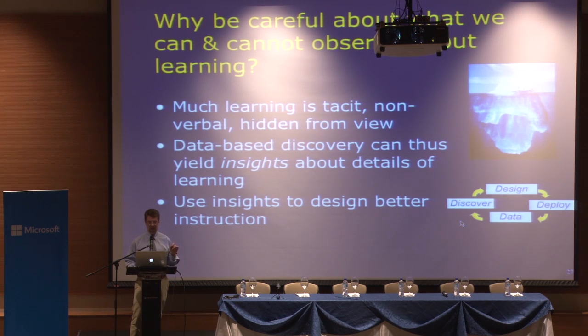So much of learning is tacit, it's nonverbal, it's hidden from view, and over and over again, cognitive neuroscience research as well as cognitive psychology research has revealed how much of this is happening. So if we use data-based discovery to dig into what's going on here, we can come up with new insights, and they're often about details of learning. That's why I think it's so important to be doing this with teachers in the classroom, because it's the details that really matter on a day-to-day basis for your effectiveness as a teacher. And of course, you want to use those insights to design better instruction.